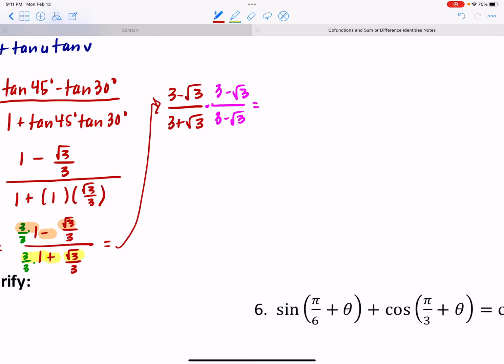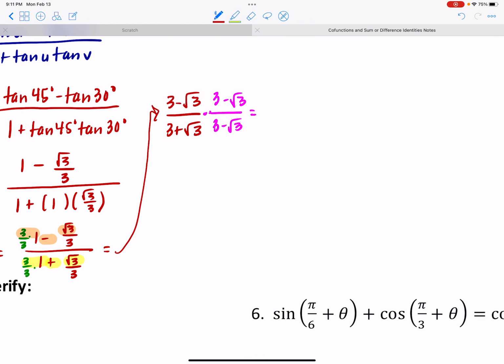Okay, so on the top of my fraction, 3 times 3 is going to be 9. Then I'm going to have negative 3 radical 3, another negative 3 radical 3, which would be negative 6 radical 3. And then negative radical 3 times negative radical 3 makes a positive radical 9, which is just going to be 3. On the bottom of the fraction, since I'm multiplying conjugates, I'm going to end up with the difference of squares. The middle terms will cancel. So I just need the first product, which is 9, and the last product, which is a negative radical 9 or negative 3.